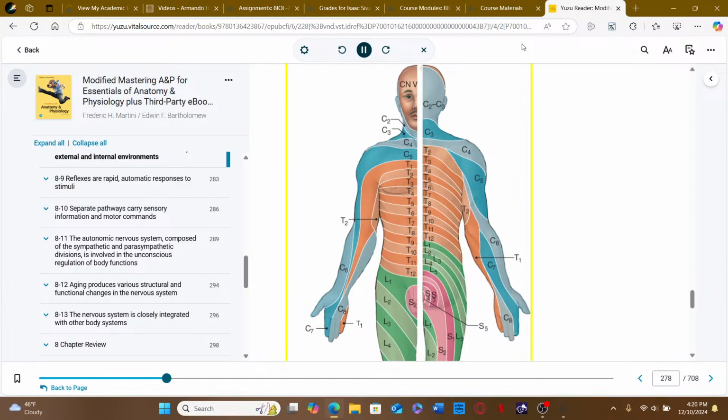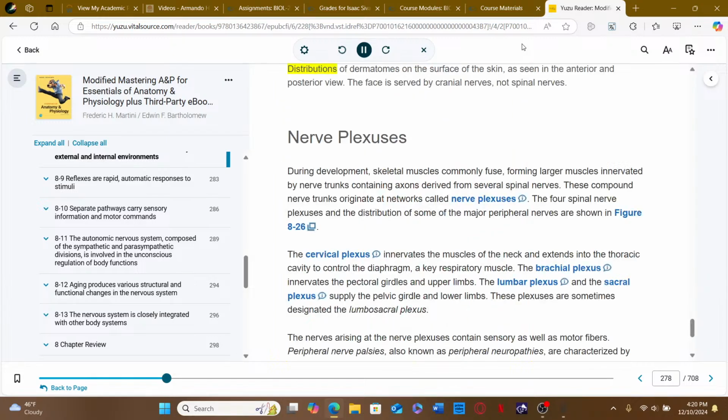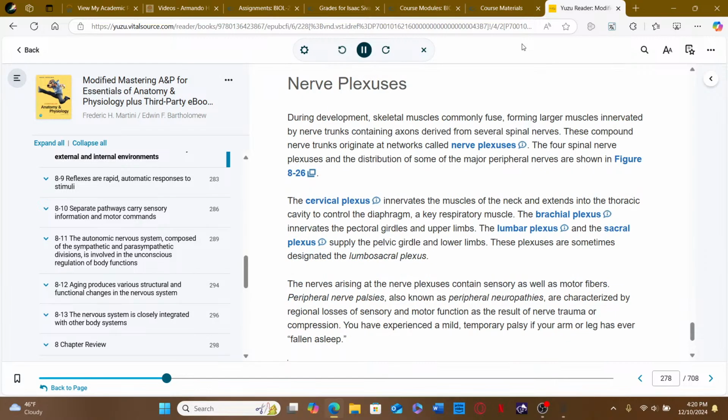Locations of dermatomes on the surface of the skin are shown in anterior and posterior view. The face is served by cranial nerves, not spinal nerves.